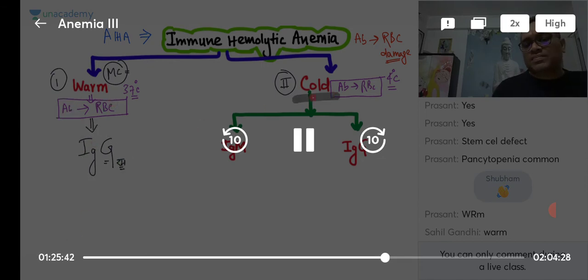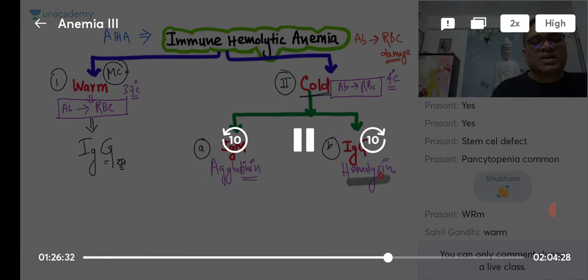What about the cold type? Cold type has two antibodies, IgM and IgG. That is why I said this mnemonic will not work, because cold type also has an IgG antibody. IgM antibody is called cold agglutinin, and IgG is called cold hemolysin. So these are the two subtypes of antibody, IgM and IgG, in the cold type of autoimmune hemolytic anemia. IgM is agglutinin, IgG is hemolysin.